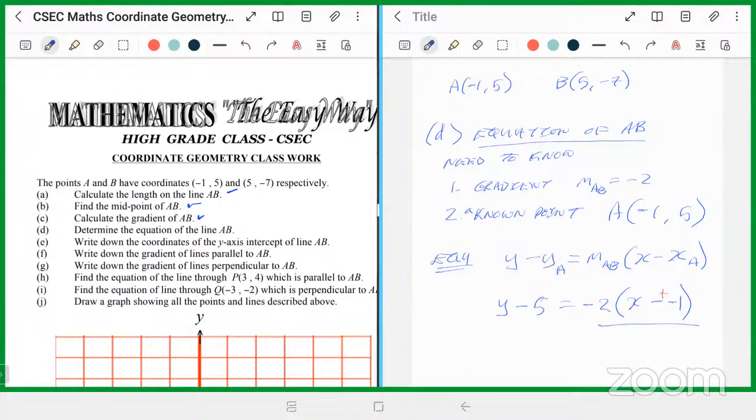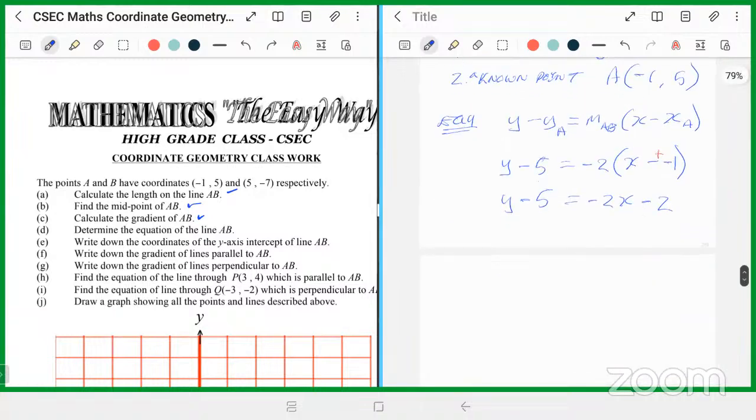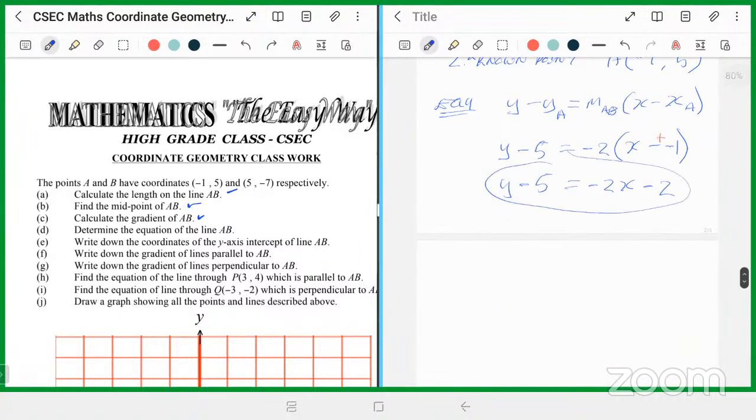But first, I'm going to expand this bracket and I have to be careful with this -2. So I'm going to write this back as it is first. Y minus 5 equals -2 times x is -2x. And then -2 times this, remember now that's a +1. That's -2 times +1, which becomes a -2. A lot of people make a mistake here. A lot of people have this, and then do the wrong thing.